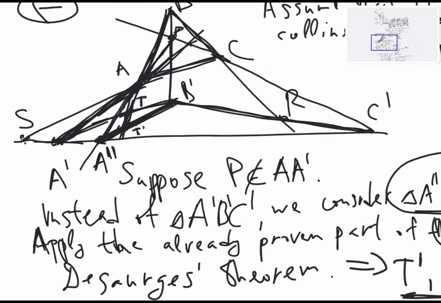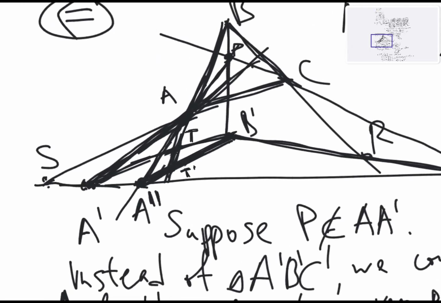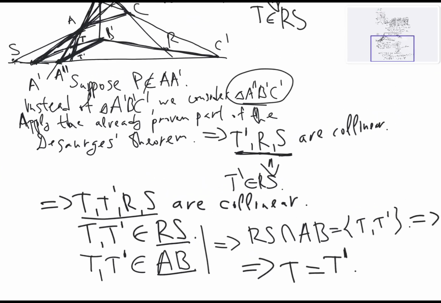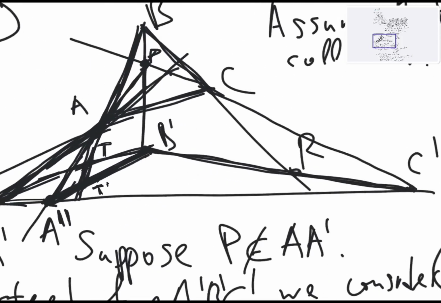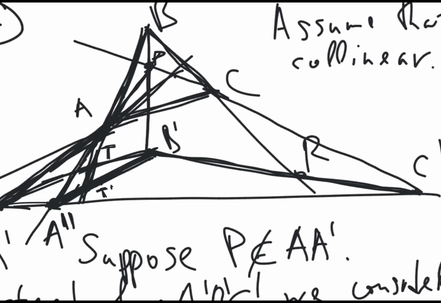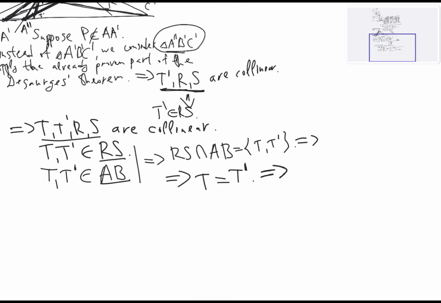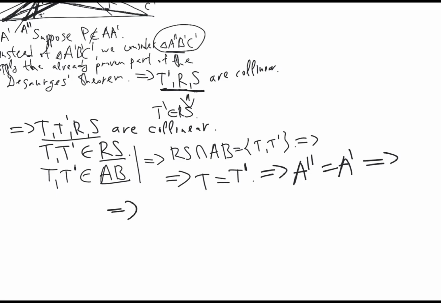And T is equal to T prime. This could only happen if A2 prime is equal to A prime, and therefore the whole construction: originally the line AA prime passes through the point P. So from this it follows that A2 prime is the same as A prime, and this implies that the lines AA prime, BB prime, and CC prime intersect at a single point.